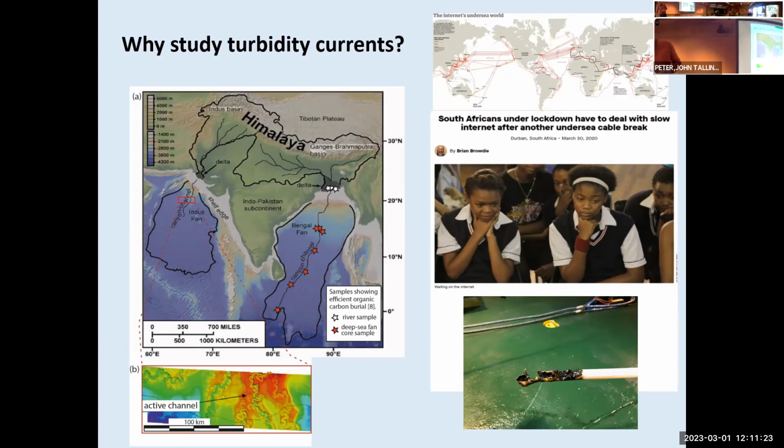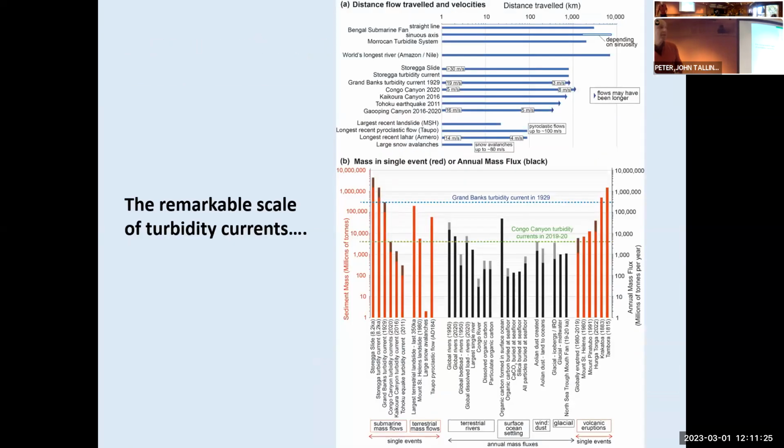But on one level, they're just extremely large. And to try and convey the scale of these flows, I had a diagram. So it has the sediment mass within the individual flow in billions of tons, going up to values of the Grand Banks turbidity current there. And that was about 200 cubic kilometers of sediment.